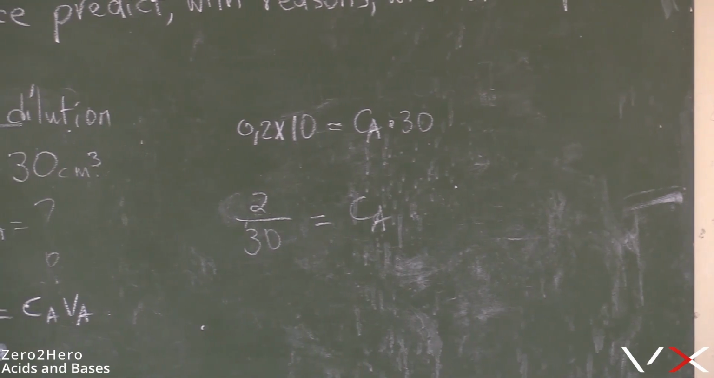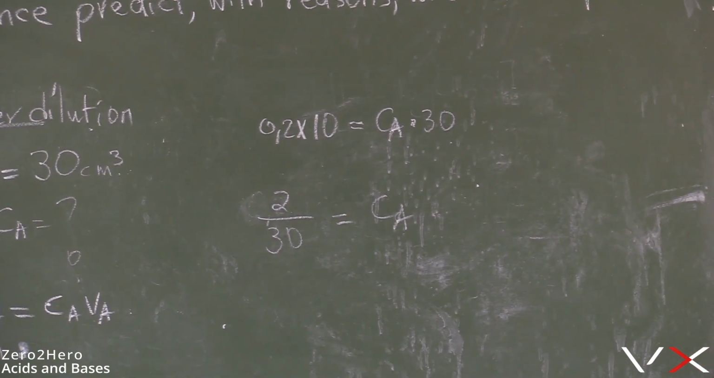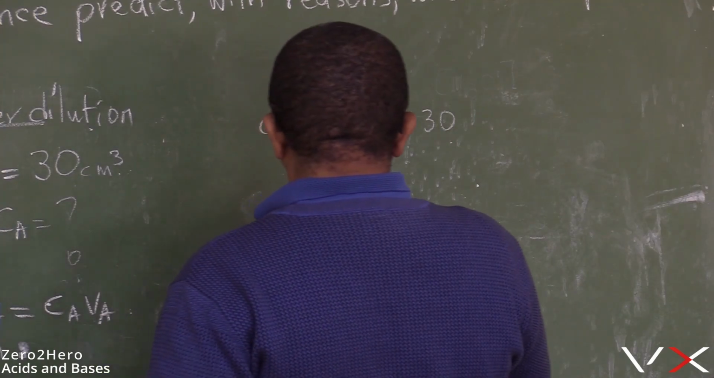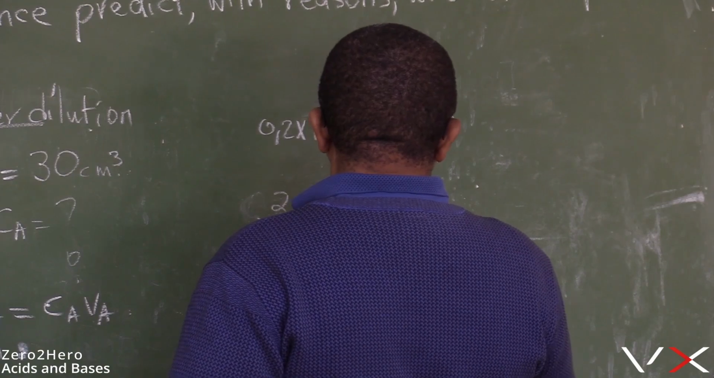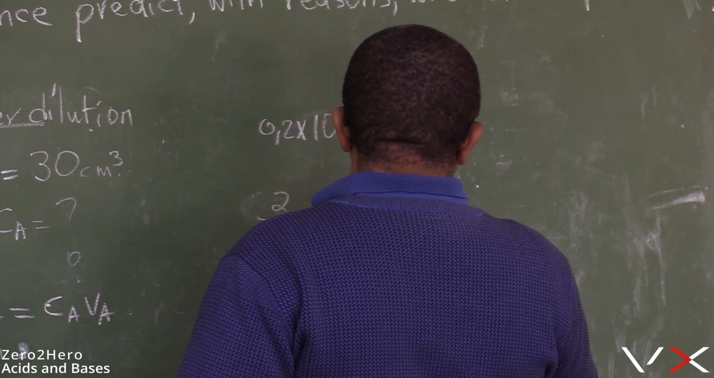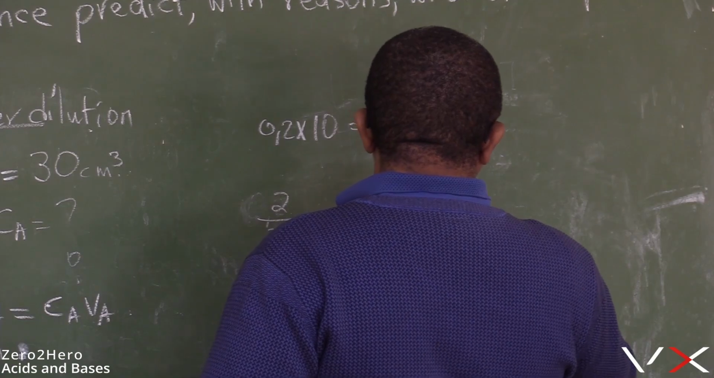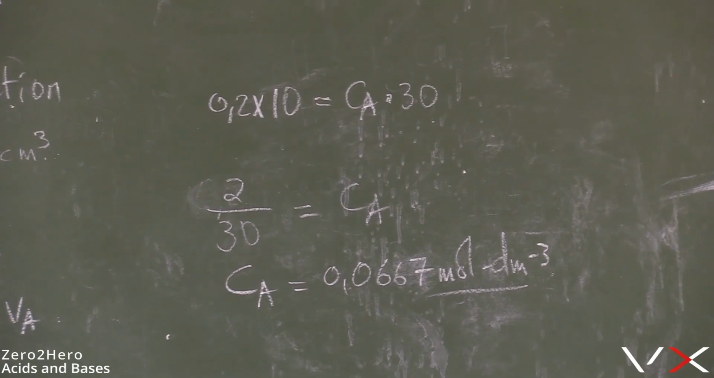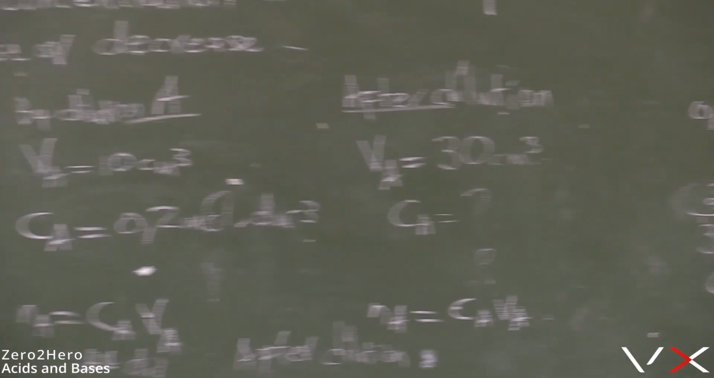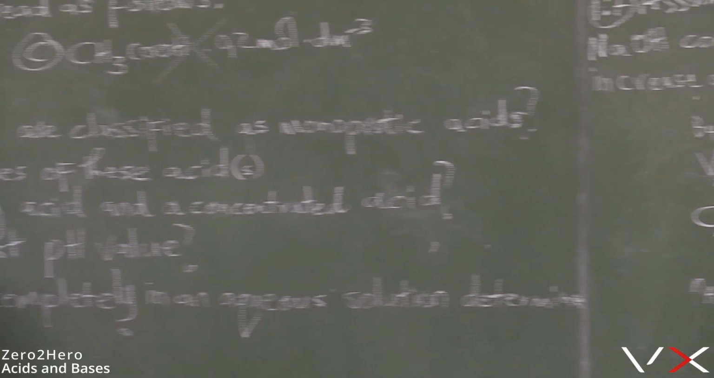So 2 divided by 30, then I get 0.0667. So the concentration of solution A is 0.0667 mole per cubic decimeter. The concentration has decreased from 0.2 to 0.0667 mole per cubic decimeter.